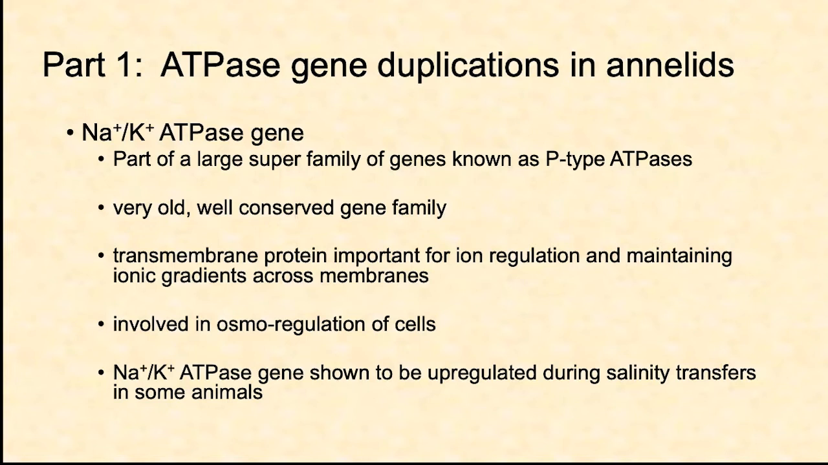And we have seen, though, this gene is also upregulated during salinity transfers. If you take some animals that can survive in a range of salinities, you move them from ocean water to fresh water, you will see more activity transcribing this gene, more copies of this gene getting transcribed. So it was something of interest, something I wanted to look at. And a big question is, if this is so important in just maintaining regular function, how do we expect it to evolve for new habitats?